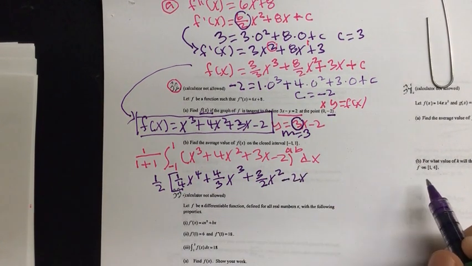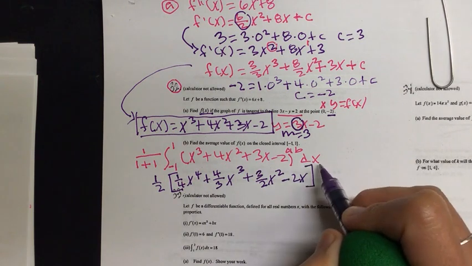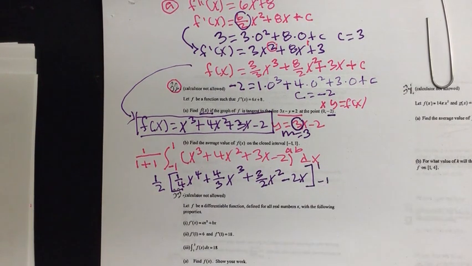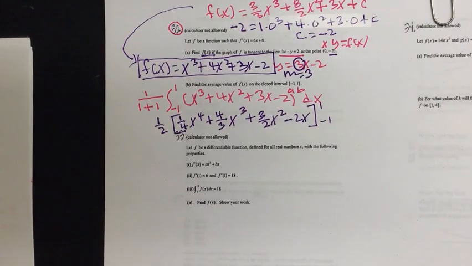Minus 2x. And because we have our bounds, do I need my plus c? Nope. Did it say to compute? Find the average value in the closed interval. I think I'm going to be good just leaving it right there. Can y'all plug the 1 in on your own? Yes.